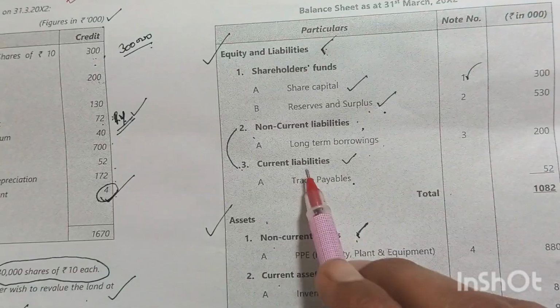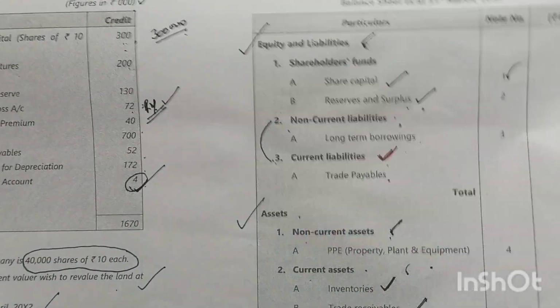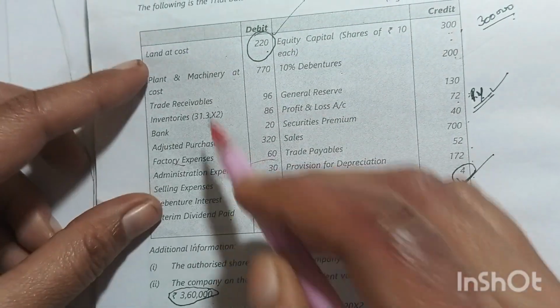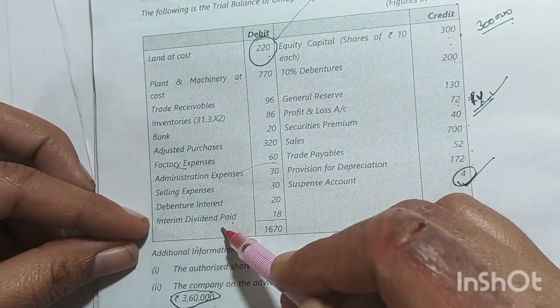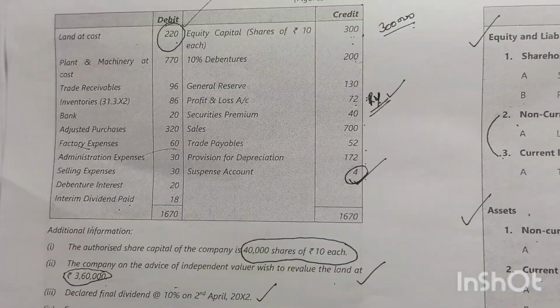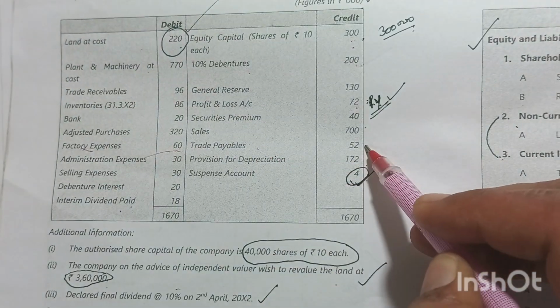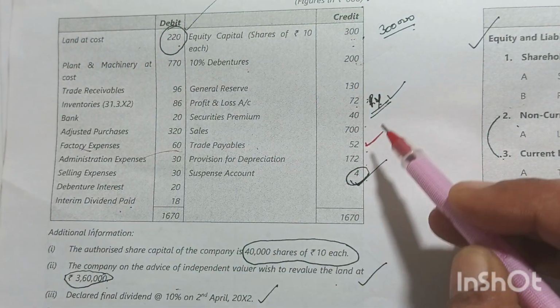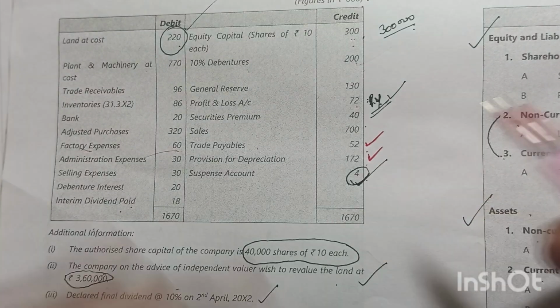Now current liabilities, and we will identify them from here. Debenture interest and expenses are expenses. Trade payables are current liabilities. Provision for depreciation also is shown under current liabilities.